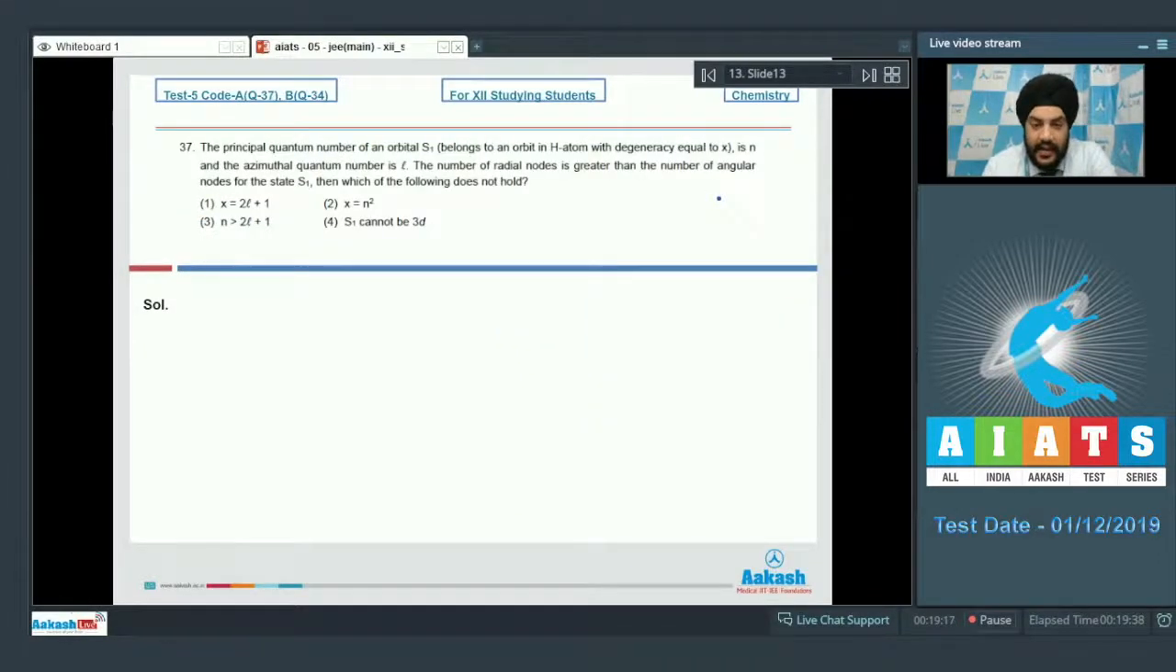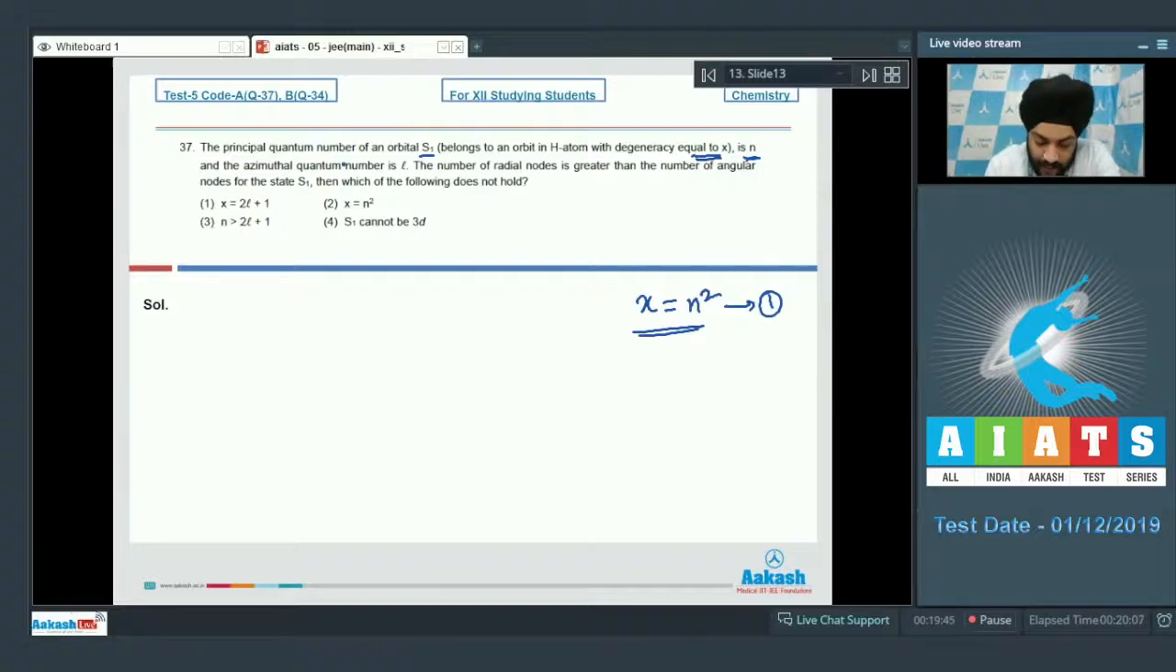Question number 37. The principal quantum number of an orbital S1, it belongs to an orbit in H atom with degeneracy equal to x, is n. So students, if we use this information which is given to us, the orbit number is equal to n and its degeneracy is equal to x. So we can clearly see that the value of x shall be equal to n square. Okay, this is the first condition which is given to us.